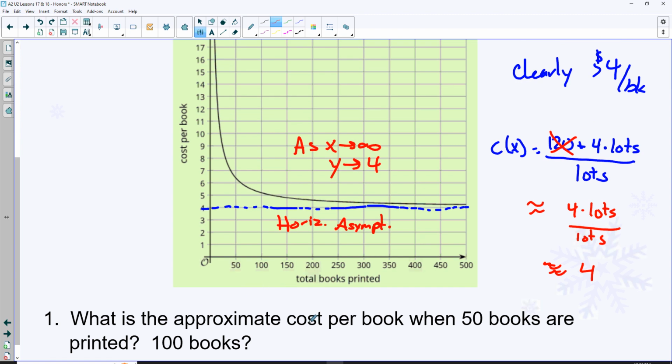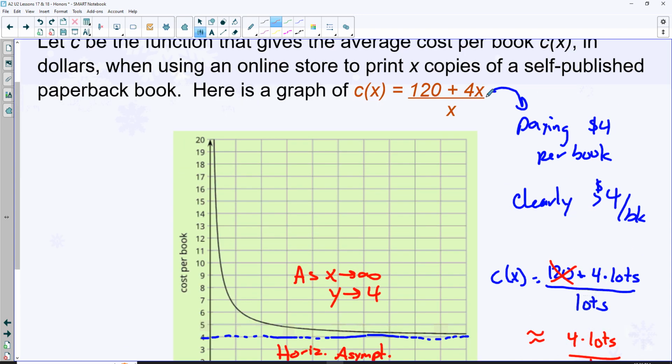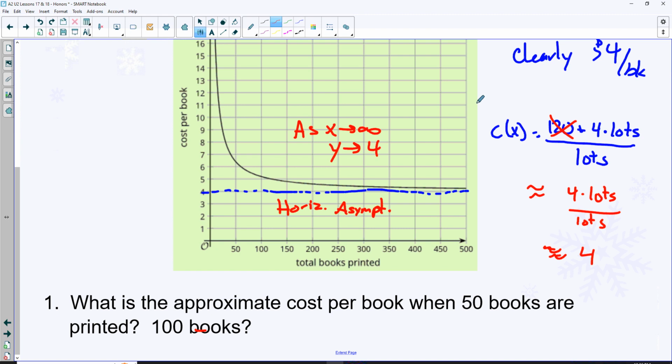So what's the approximate cost per book when 50 books are printed, 100 books? We've already kind of covered that. We could do this for a long time. The numbers are going to be about 4, right? If you plug 50 in for x, you're going to get 320 divided by 50, which is 6 point something.